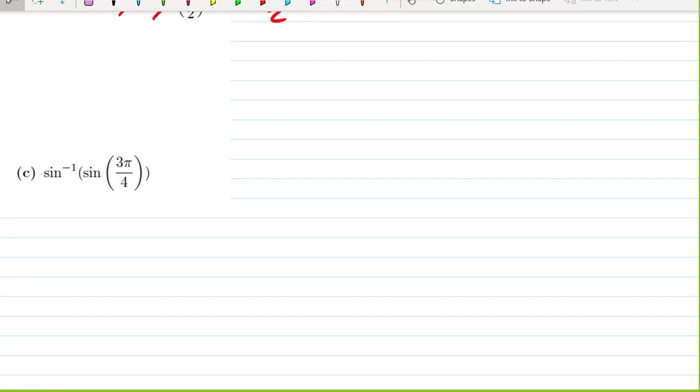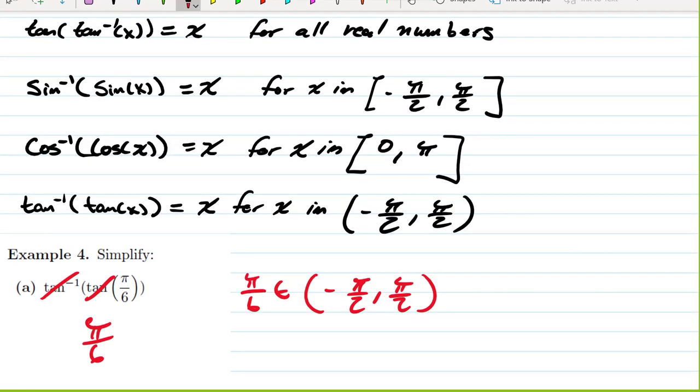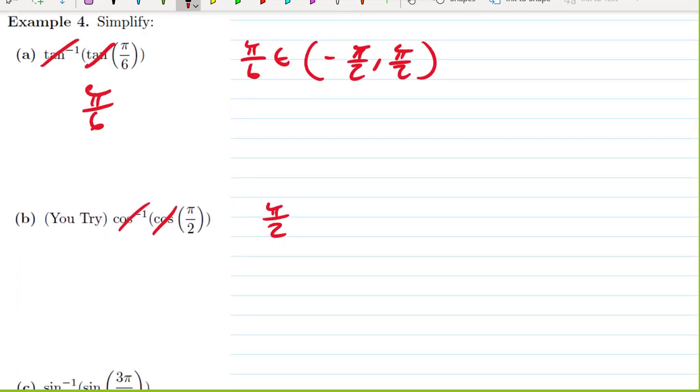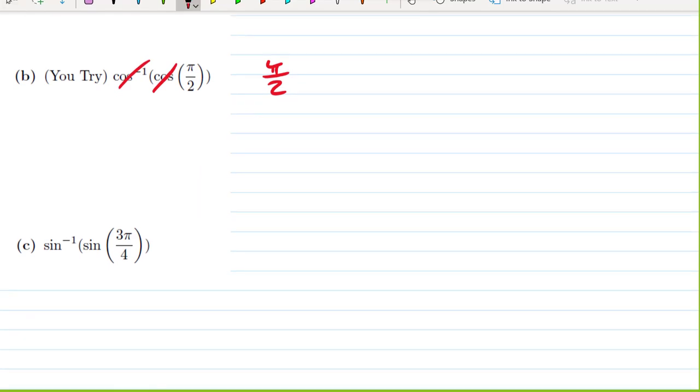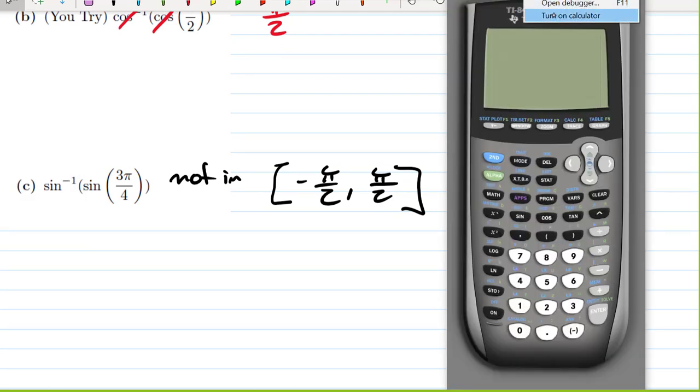We take a look at our last one, which is the sine inverse of the sine of 3 pi over 4. So sine inverse of sine equals x if x is between negative pi over 2 and pi over 2. Well, 3 pi over 4 is bigger than pi over 2. So this is not in negative pi over 2 to pi over 2. So let's check on our calculator and see what we get.